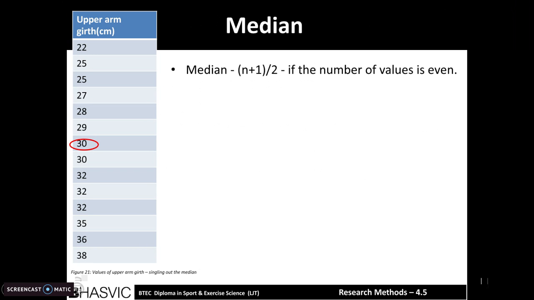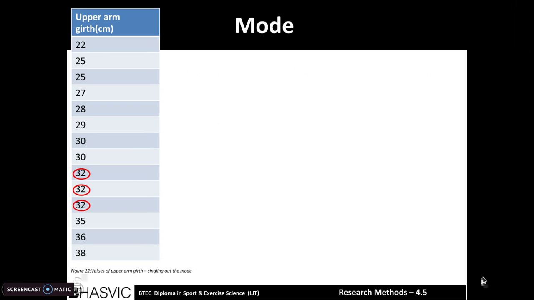The mode is the most frequent value in a set of data. It is the value that occurs the most. And as you can see in the table above, circled in red is 32. 32 in this data is the most common value, as it appears the most times.